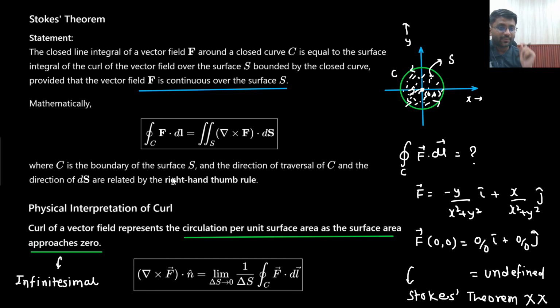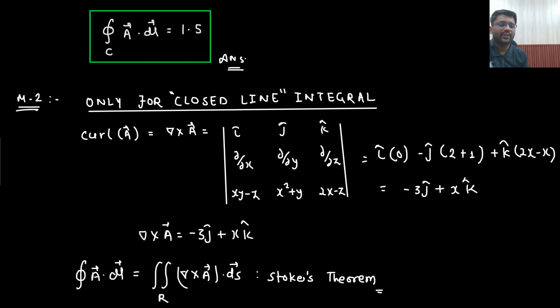Only for the statement purpose, who knows, in the examination a statement-wise question could come: which of the following statements are true? So the direction of gradient will always be in the direction of maximum rate of change. Correct statement. What would curl represent? Curl would represent the circulation per unit surface area. Then you would be thinking, sir, what is it? Circulation per unit surface area, I never studied it. It comes from the Stokes theorem. So this is the physical significance of curl, and this is the Stokes theorem that we have studied with respect to the question we have seen first.